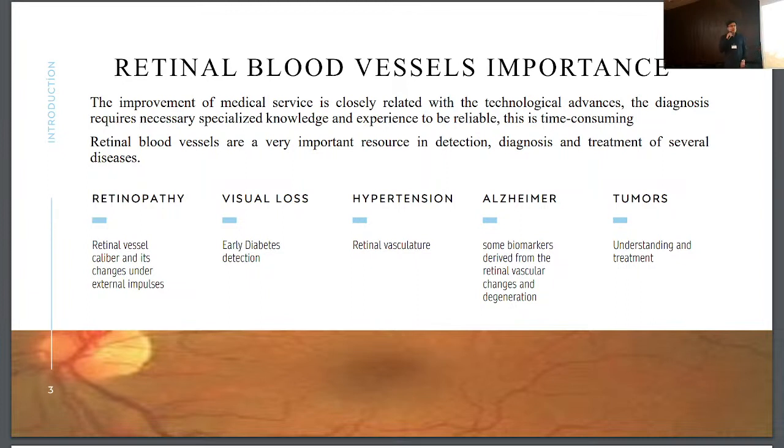Also Alzheimer's. It is incredible for me. I was completely surprised, but Alzheimer's has to do with the blood vessels in our eyes. So certain kinds of biomarkers derived from this retina could help in the diagnosis and treatment of Alzheimer's. And of course, tumors like this one can also be detected with this work.